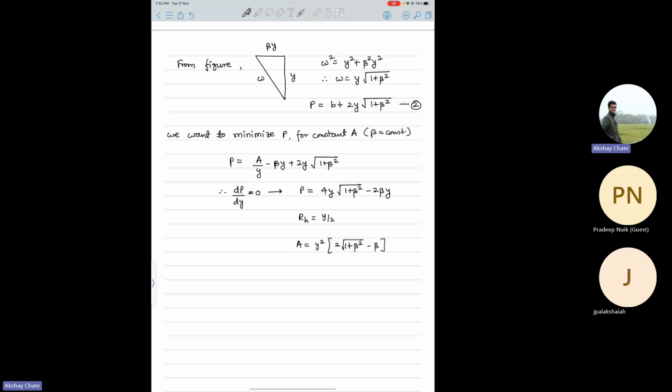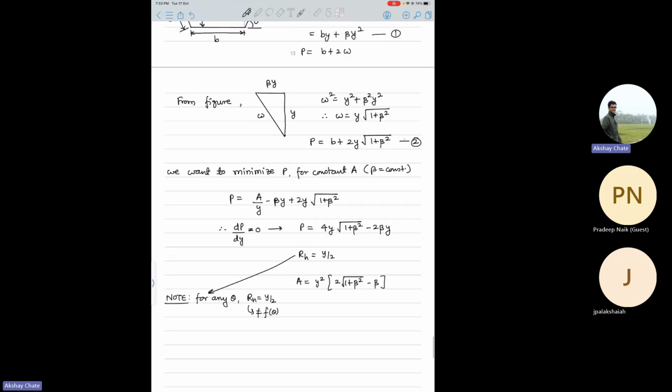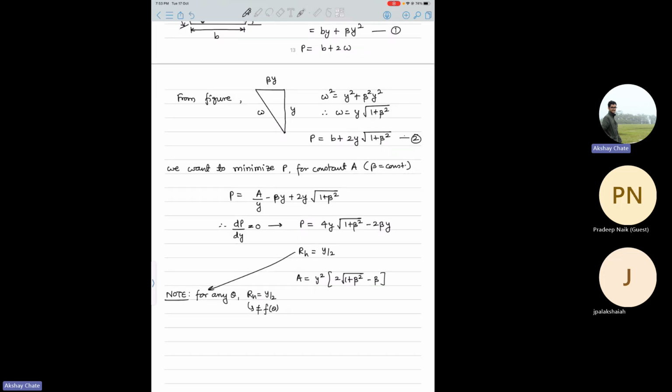So I have skipped the derivation here, otherwise it will take a lot of time. It's not that difficult also. The important thing to note here is that whether it's a trapezoidal or rectangular channel, for any theta your RH will be y by 2. Basically RH is not a function of theta. So for an efficient cross section, your hydraulic radius should be half of the depth. That is one important MCQ question asked in many places.